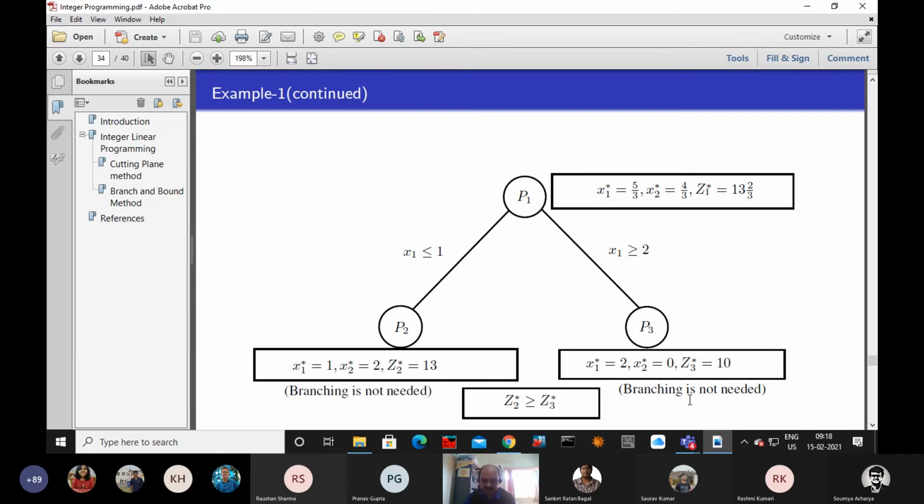See, Z2 and Z3. That is the rule. Which is better? Let us say Z2 is 13.1 and Z3 is 10.1. So you will consider this or that? We will consider the first one, not the second one.